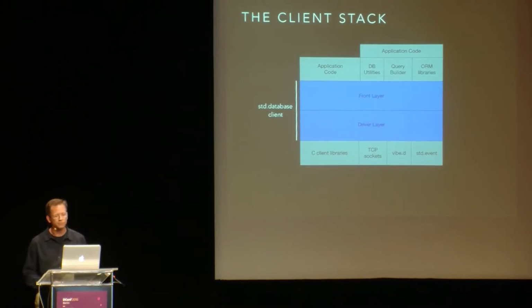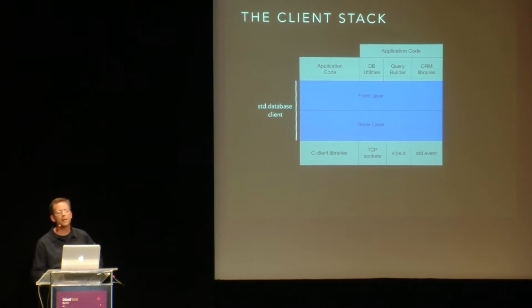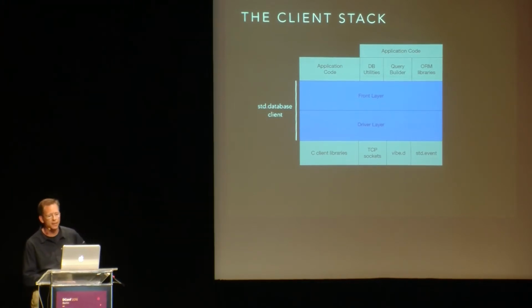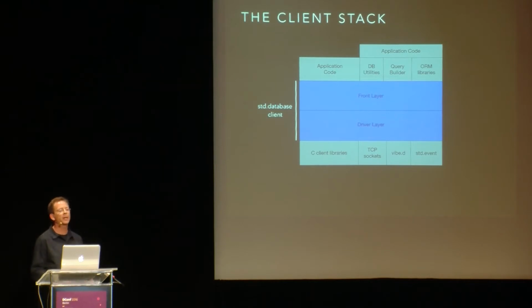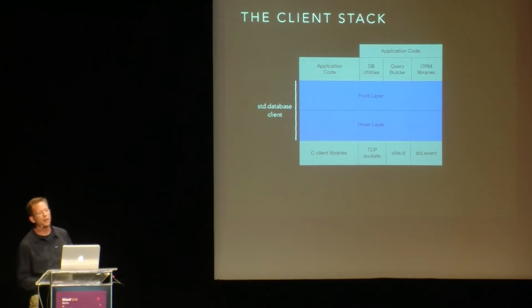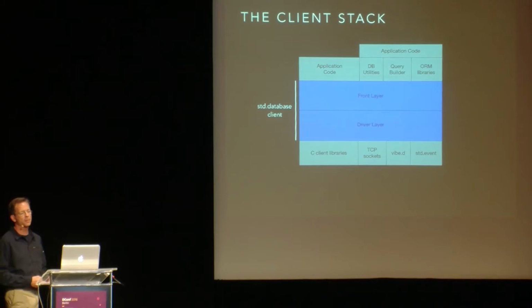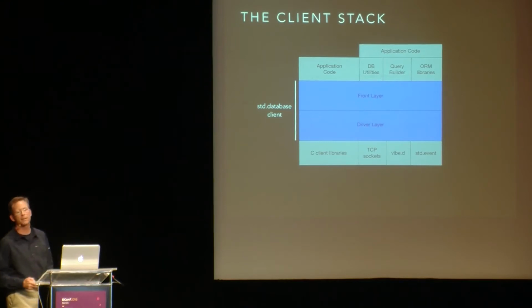So this is the client stack, and the area in blue is the area I'm going to be focusing on. Underneath my layer, you can think of things like the C driver layers that you would normally have to use. If you didn't have an abstraction on top of those, you'd have to use those directly, which would be really hard. You might have drivers that are built on sockets, and then I have other areas which I'll talk about at the end, like vibe and maybe standard event.